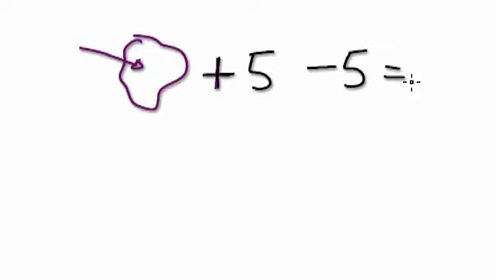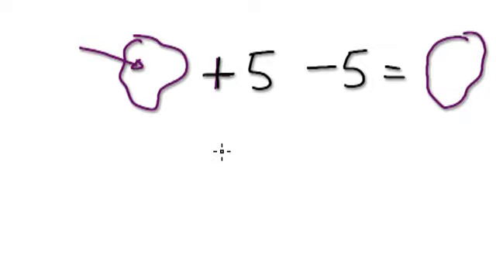I'm going to do another mind reading trick. Think of a number, any number, put it into this bubble. Now add 5. Got it? Now take away 5. Are you ready? The answer will be back to where you started.